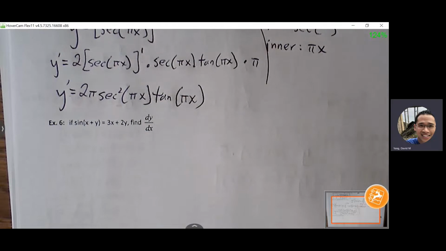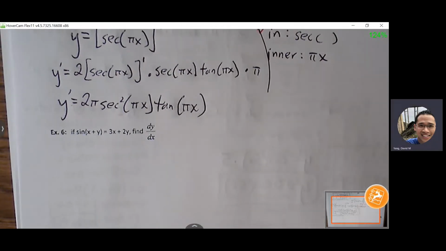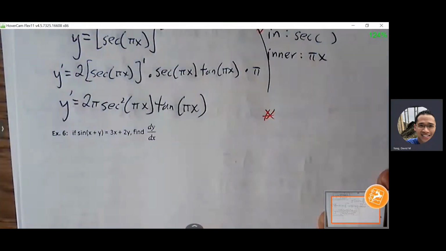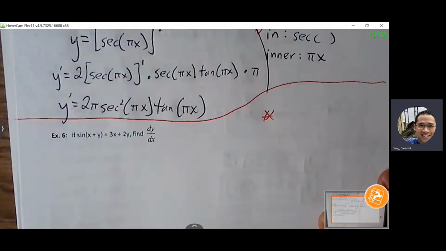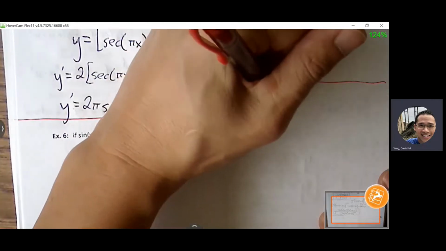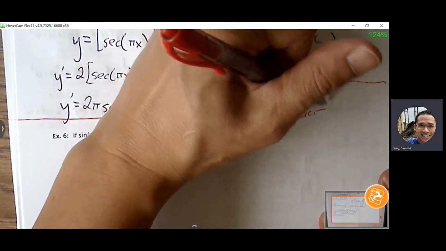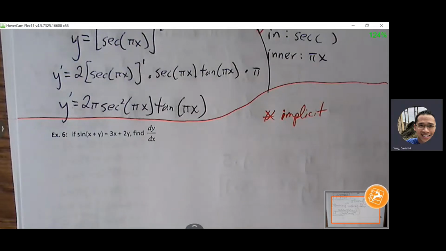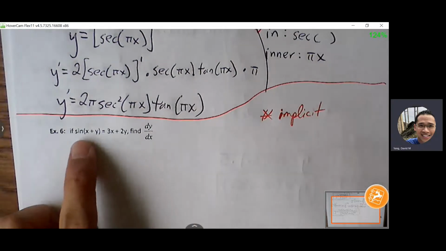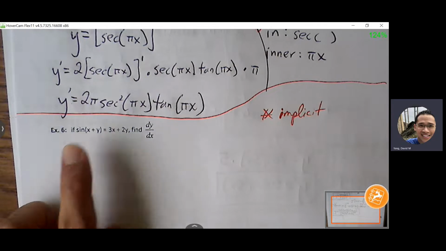All right, example 6. Anything that you notice here with 6? Any process that's involved here based off of how this is set up? Implicit, right? You see y's all over the place. Is there anything that we can do with that sine of x plus y? Yes, question?